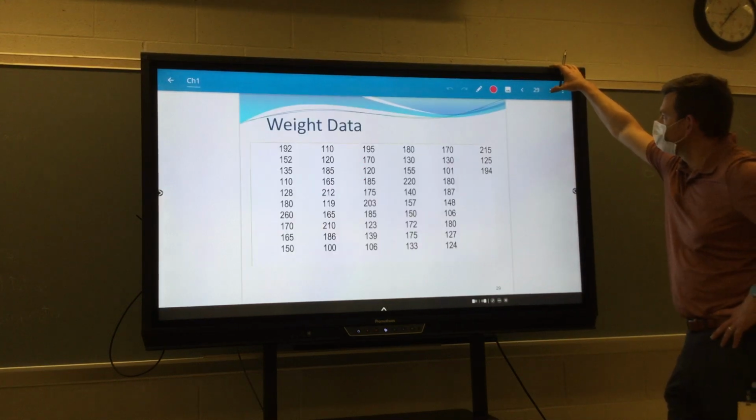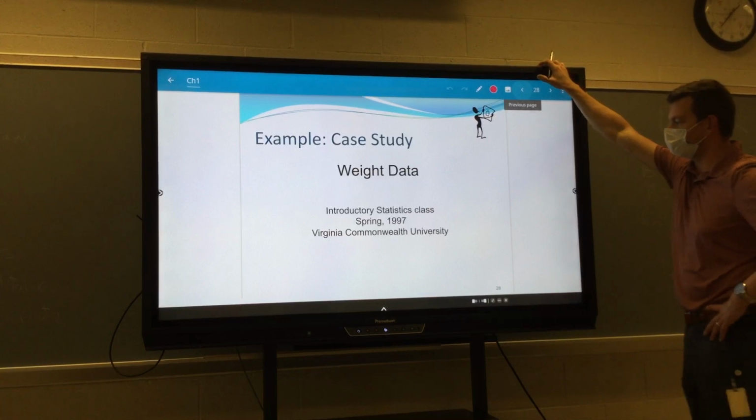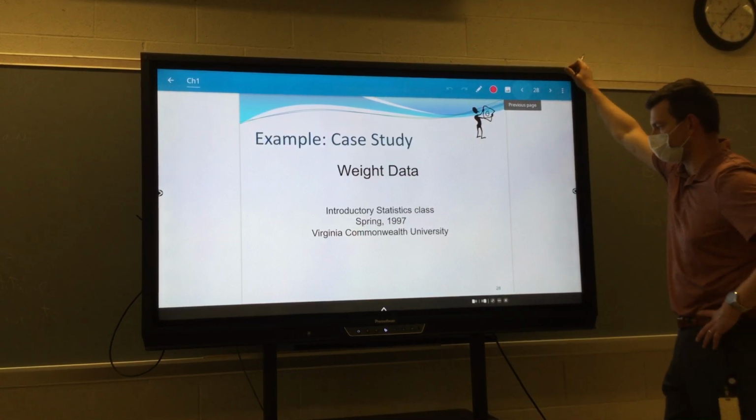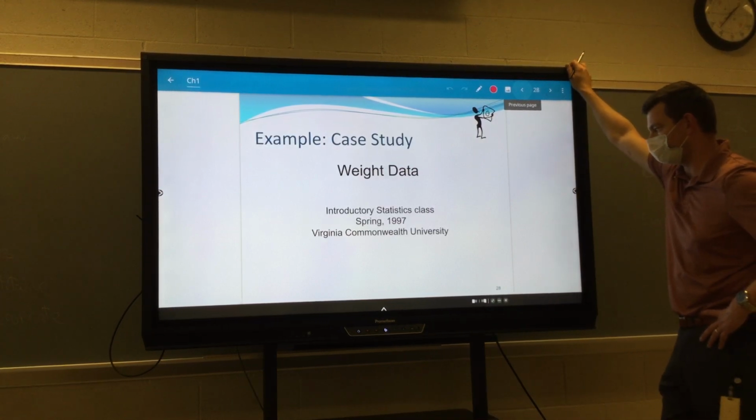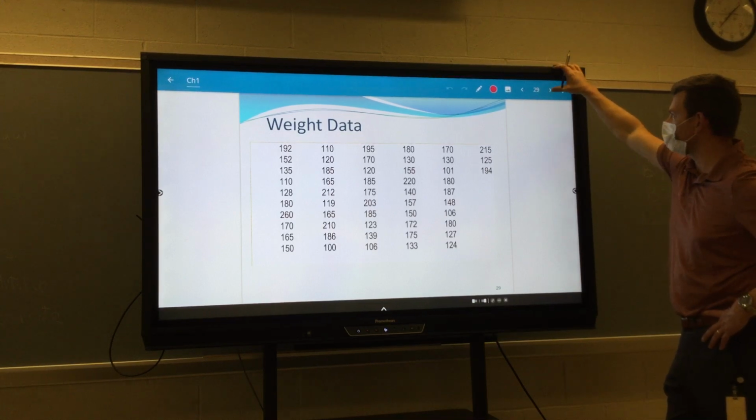This was a collection of data from Virginia Commonwealth University that had the weights of people in their 1997 spring introductory statistics class. So we had the weight of all of these individuals. Here's that raw data.